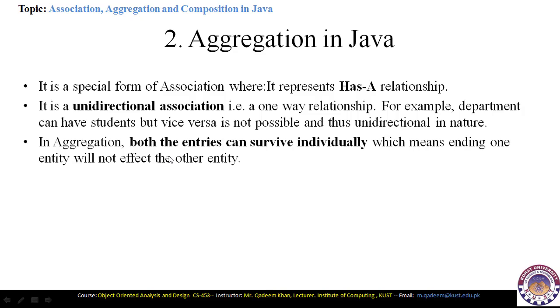Now in aggregation both entities can survive individually, while in association it was not possible. Which means that ending one entity will not affect the other entity. So for example, we can say that a car has a wheel. When the wheel is destroyed, it will not affect the car.